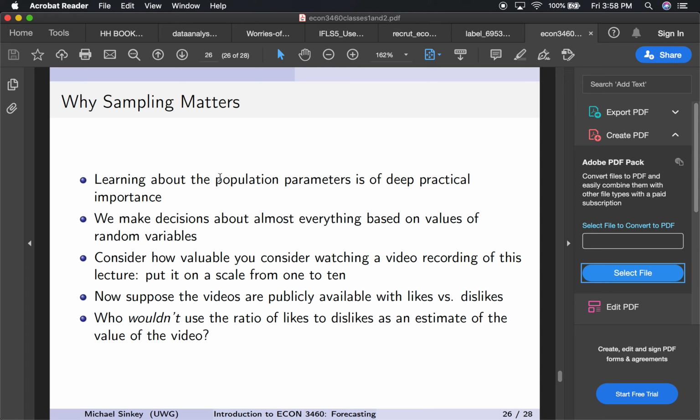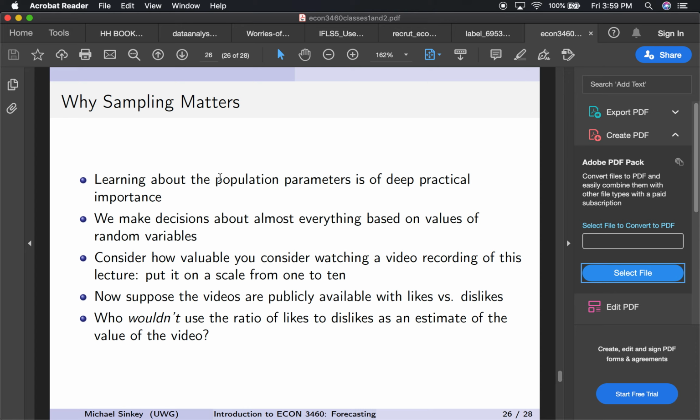We care about population parameters in deep ways. So just consider how important watching this video is. Rate it from 1 to 10. Let's say I estimate the value of this video from publicly available likes versus dislikes. If there are a bunch of dislikes relative to the number of likes, I think the video is not helpful. In fact, when I go online to look at videos on YouTube, probably one of the first things you notice is the percentage of likes versus dislikes. So if it's like 5 to 1, 6 to 1 likes, hey, this is a good video. If it's like 3 to 2, I have some concerns. There are a large number of people that didn't find the video to be particularly helpful.